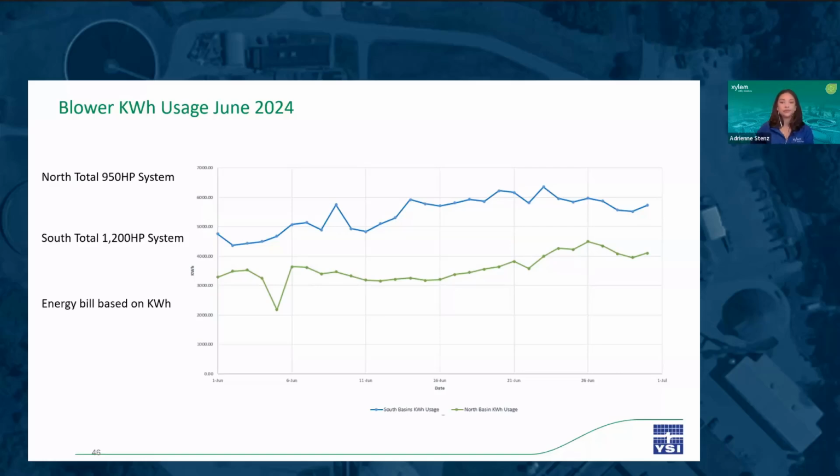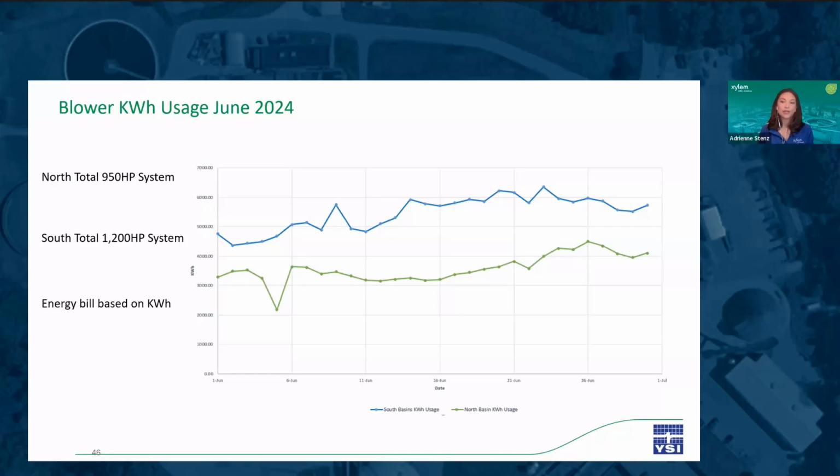north side. Just as a reminder, the north side has 950 horsepower available and the south basins have 1,200 horsepower available. But these blowers are not all on at the same time. Typically, only 1 or 2 blowers is running for the South Basins and 2 blowers are running for the North.